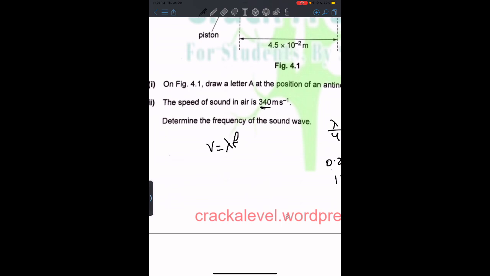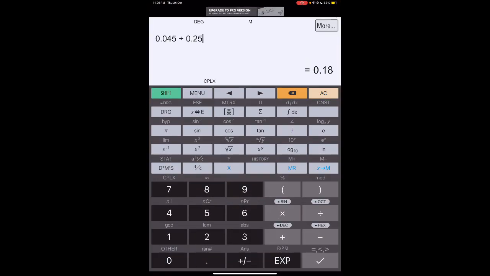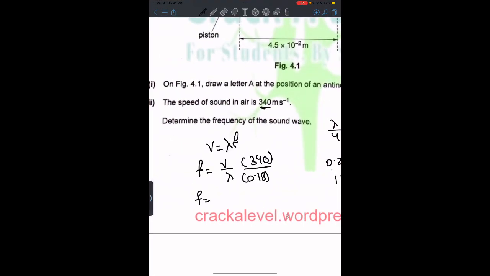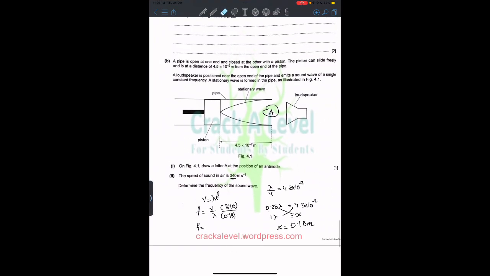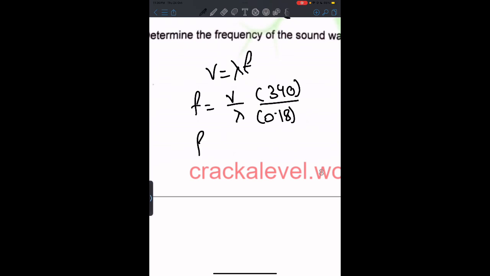If you want to find frequency, f is equal to v upon lambda, where this is 340 and you're dividing by 0.18. So f comes out to be 340 divided by 0.18, which is 1888.9. Since everything is given to us in two significant figures, we'll round it off.